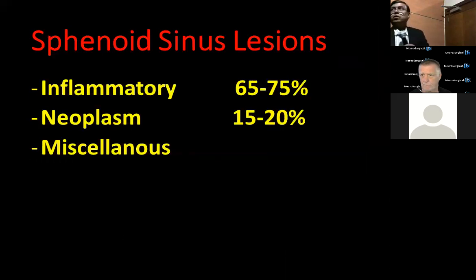So we know now the sphenoid sinus anatomy. What kind of lesions can we have there? Most of the lesions are inflammatory, two-thirds maybe. One-third is neoplasm or miscellaneous.